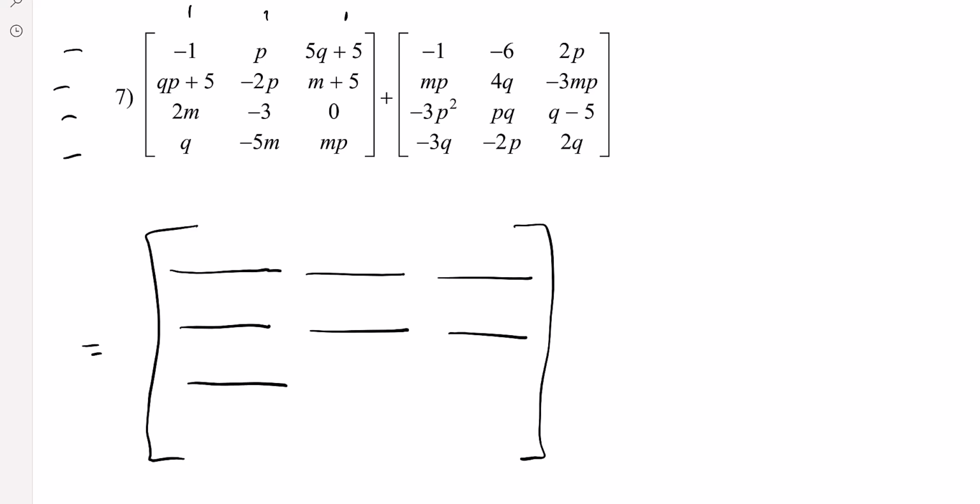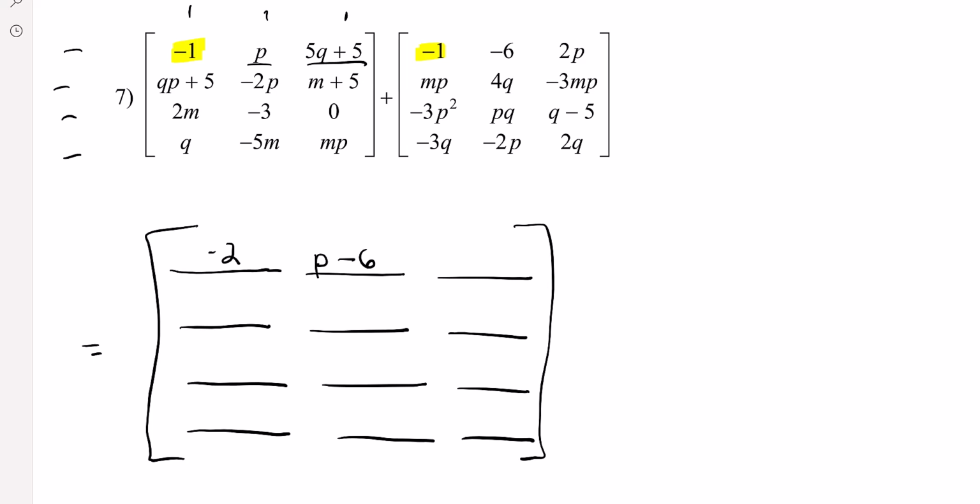So you're going to set it up just like this, because some of those are going to have expressions in them. And then you just pay attention. Notice, since -1 plus -1 is -2, that won't use the full thing. P plus -6 is just P plus -6, or you can write it as P subtract 6. So that was there. 5Q plus 5 plus 2P.